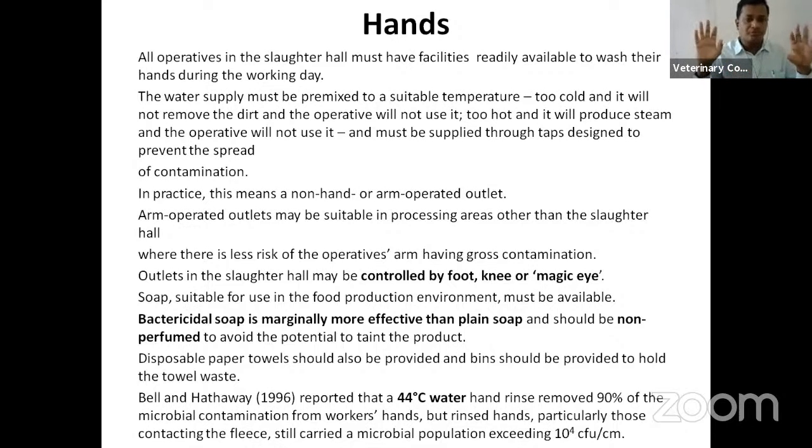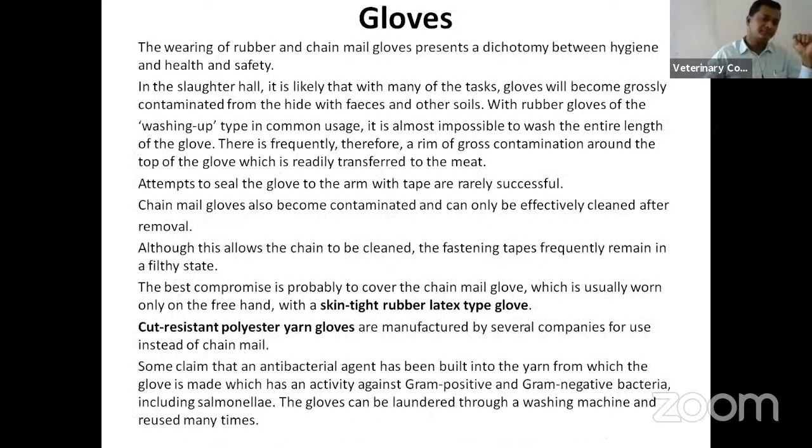Such soaps should be non-perfumed, in the sense they should not be scented. If they are scented, it may impart smell to the product. That is why they are not perfumed, not scented. One study indicates that 44 degrees centigrade hand rinse water is good to reduce the microbial load and is also comfortable for the hands.